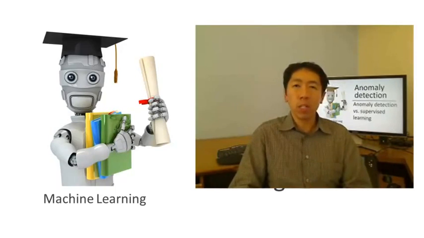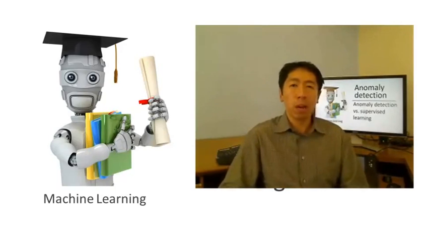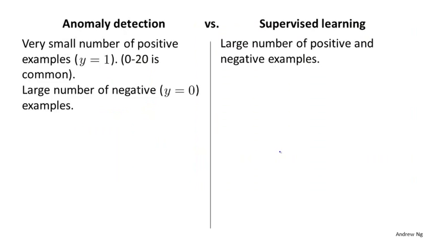In this video, I'll try to share with you some of the thinking and some guidelines for when you should probably use an anomaly detection algorithm and when it might be more fruitful to consider using a supervised learning algorithm. This slide shows the settings under which you should maybe use anomaly detection versus when supervised learning might be more fruitful. If you have a problem with a very small number of positive examples, and remember, examples of y equals 1 are the anomalous examples, then you might consider using an anomaly detection algorithm instead.